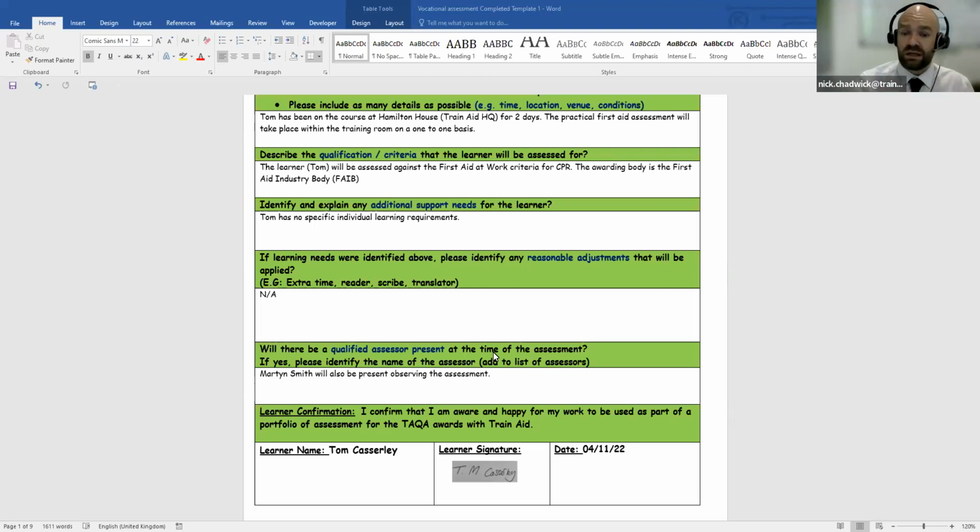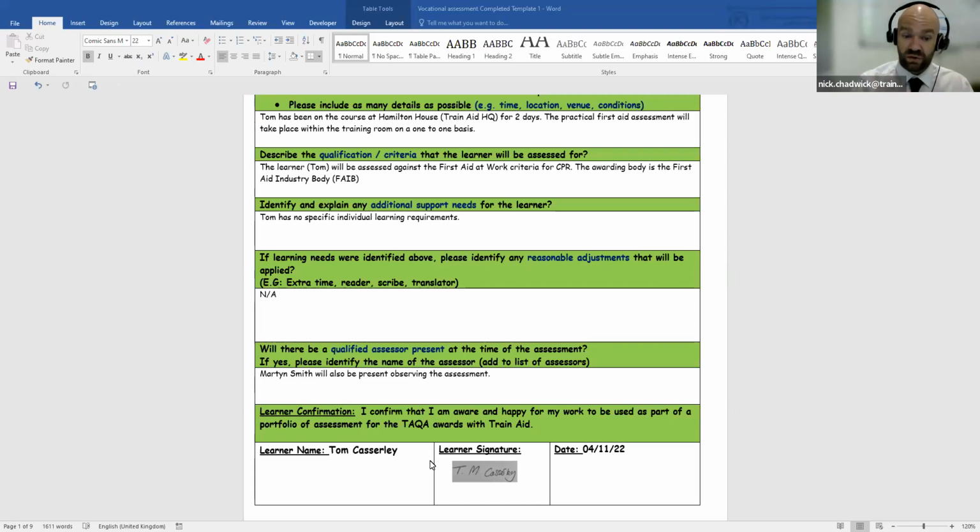Now, one of the key questions is, will there be a qualified assessor present at the time of the assessment? If yes, then please do write their name. But as we know, within our CAVA course, one of the 8 assessments will need to be observed by a qualified assessor. This is usually the final assessment. If a qualified assessor is not present, then please write no assessor present or NA as well.